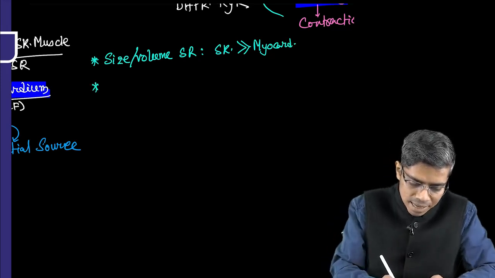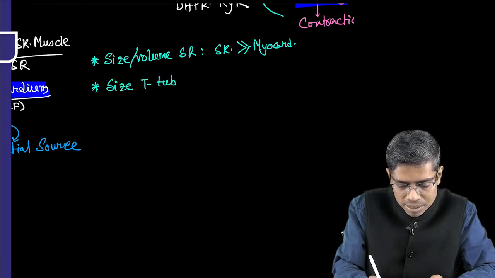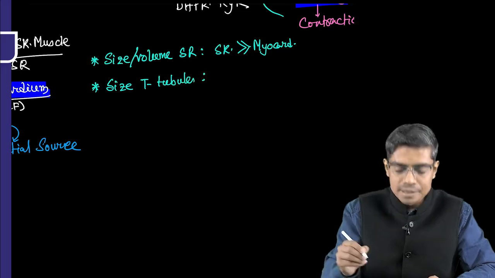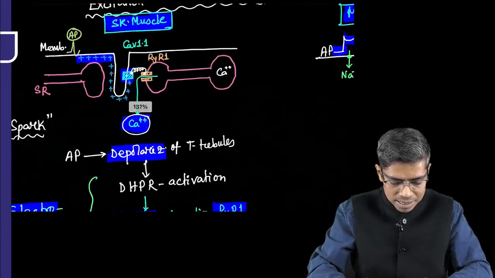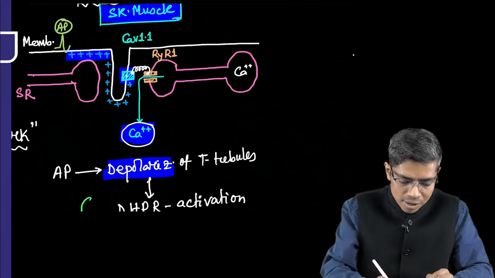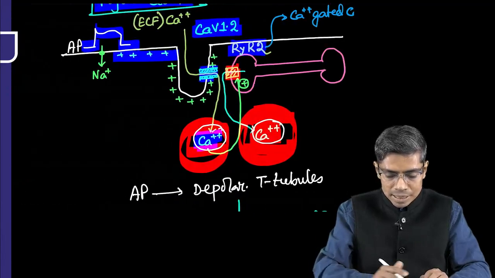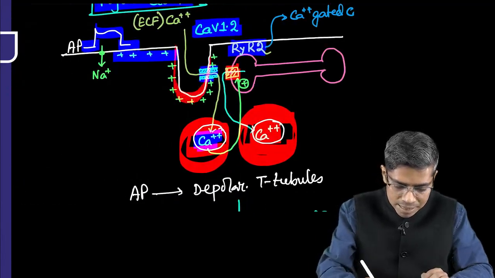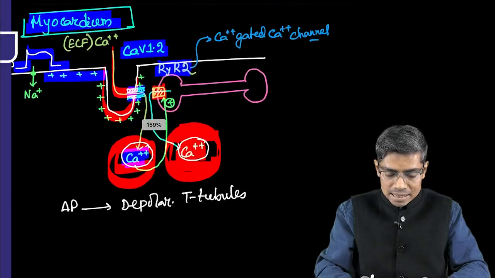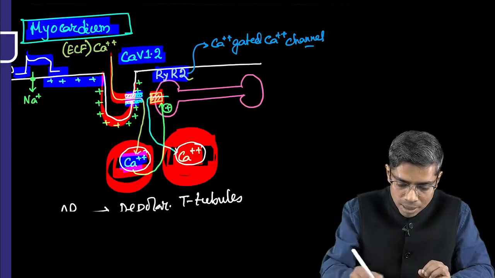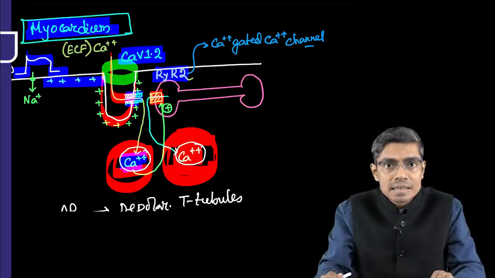Then second, size of T tubules, or T tubule diameter. What do you think? These T tubules which are present in case of skeletal muscle, there is no entry of calcium through this T tubule, right? But if you look at the T tubule in myocardium, there is entry of calcium through this T tubule. So if the calcium is entering through T tubule, you have to give a larger diameter of this T tubule, otherwise calcium is not going to enter easily.